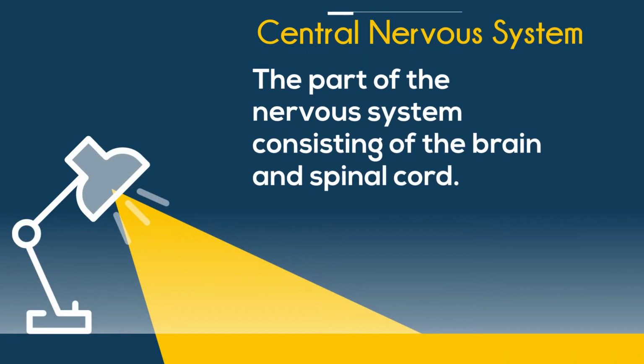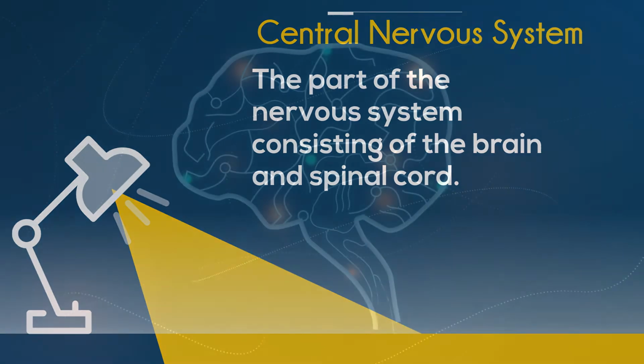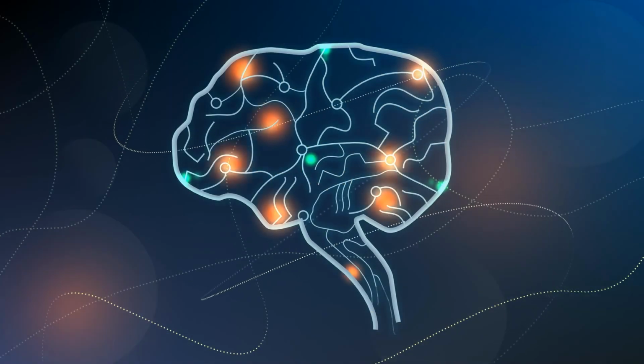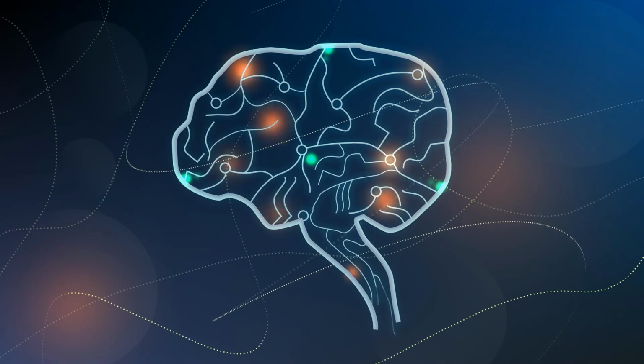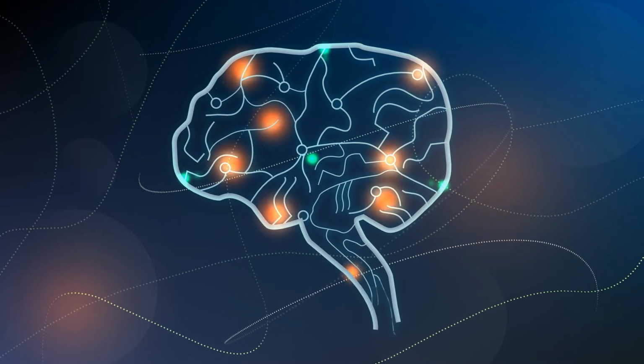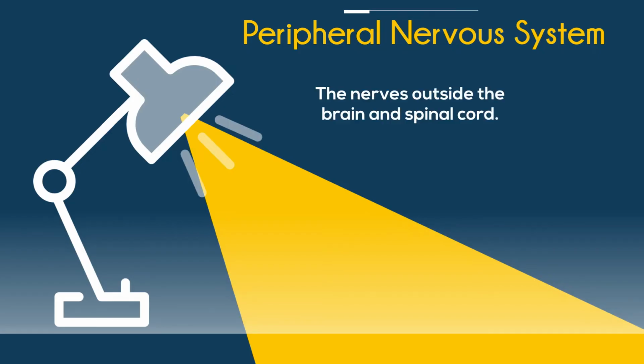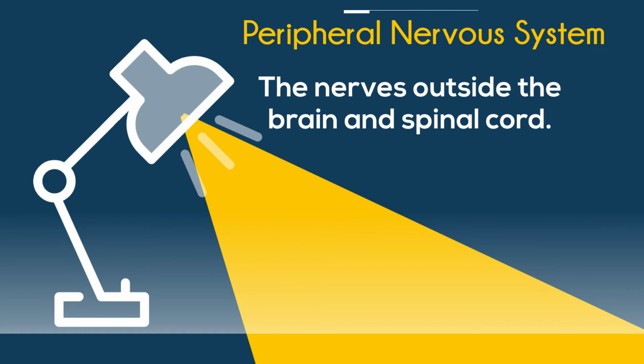Central nervous system, the part of the nervous system consisting of the brain and the spinal cord. And here's the central nervous system, the brain and spinal cord. Next, peripheral nervous system, the nerves outside the brain and spinal cord.